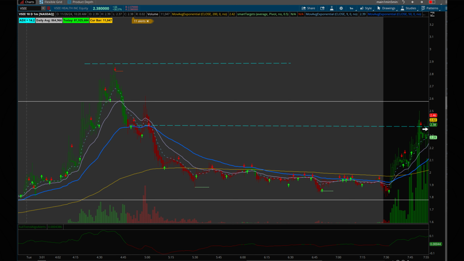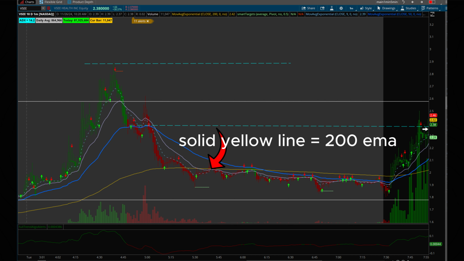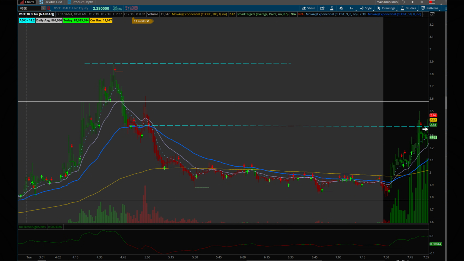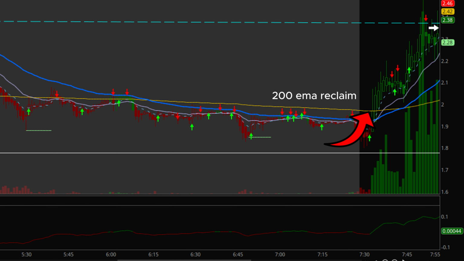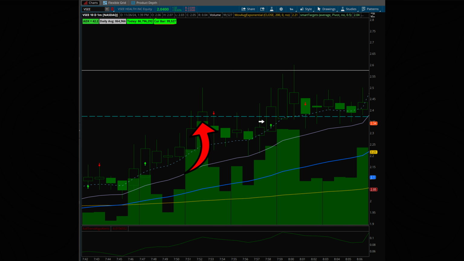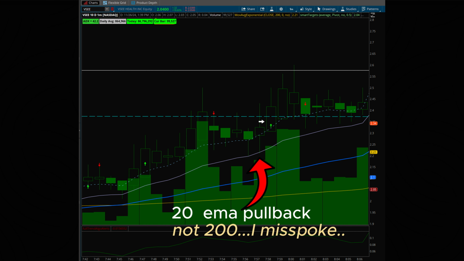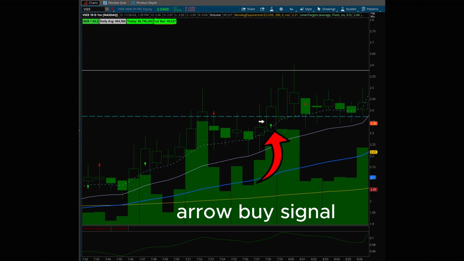So you can see during pre-market, price sold down to the 200 EMA, and the volume was low during this selling, all through pre-market. Then at opening bell, VSEE reclaimed the 200 EMA with volume building. This told me that buyers were stepping in. And once it broke that $2.37, followed by a pullback to the 200 EMA trailing stop line, I waited for the algo buy signal, which is this green arrow on the chart.